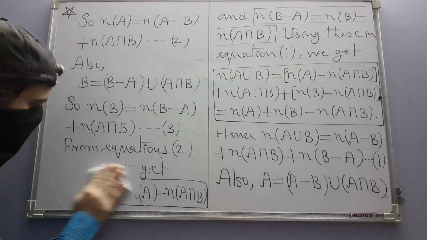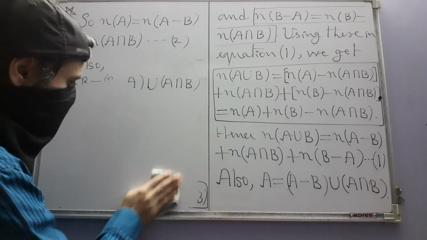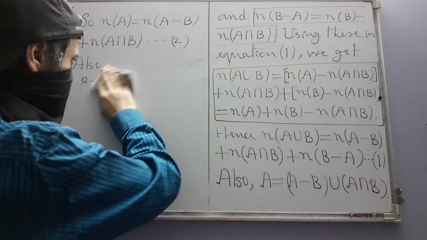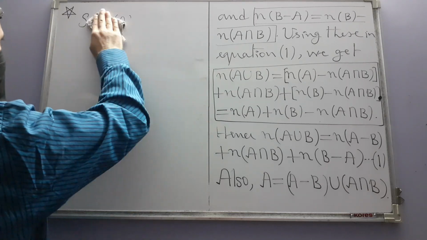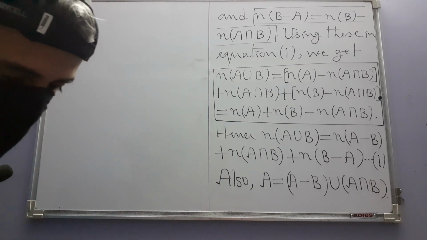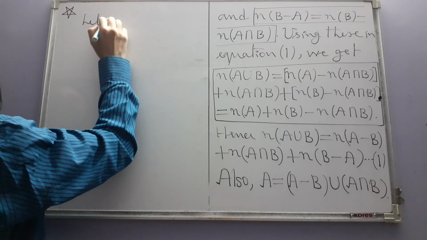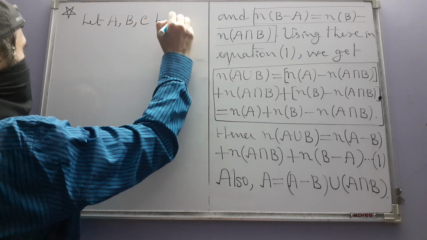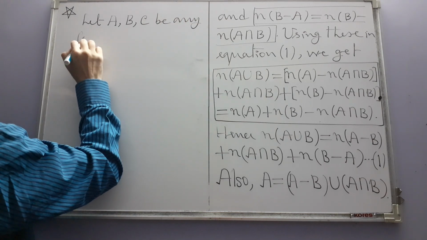But do not be afraid that we will again have to go through the arguments from scratch. No. We are in fact going to use this formula to find a formula for the three sets case. Let A, B and C be any finite sets.